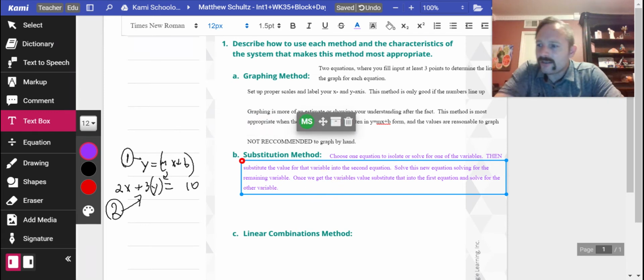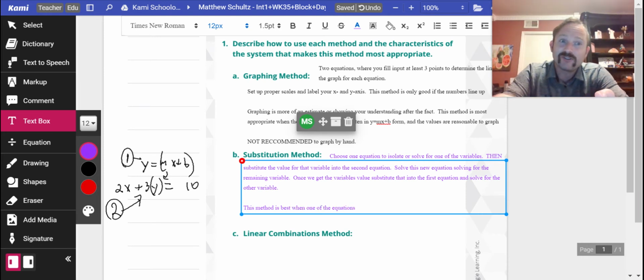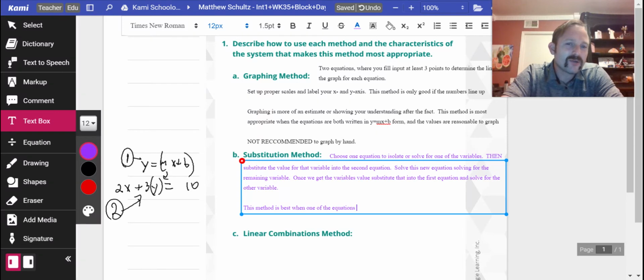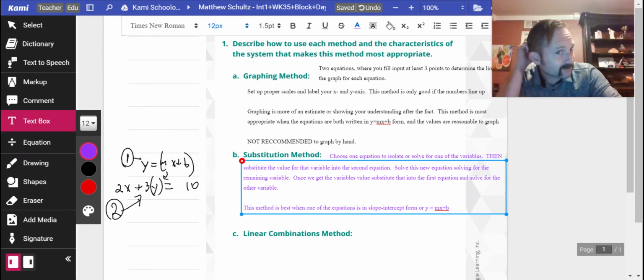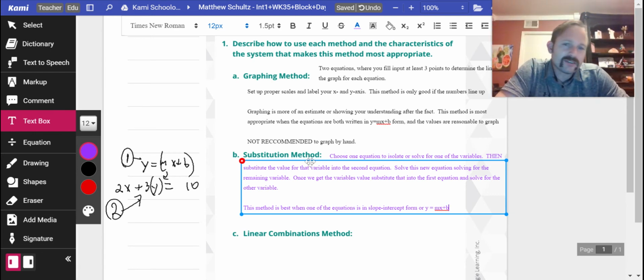So like I was saying, this method is best when one of the equations has already been done for you. Look, this y equals mx plus b, the y is already by itself. So this method is best when one of the equations is in slope-intercept form, or when x is by itself or when y is by itself. That doesn't matter.